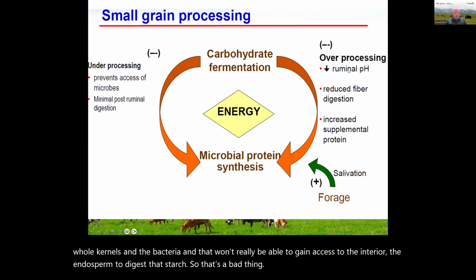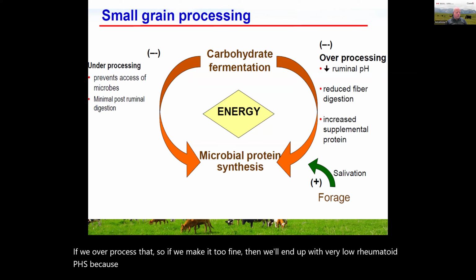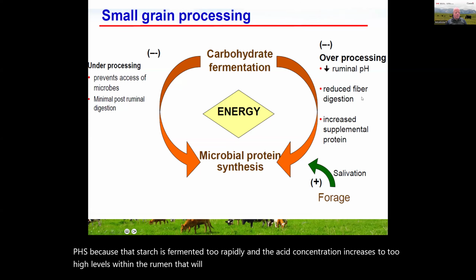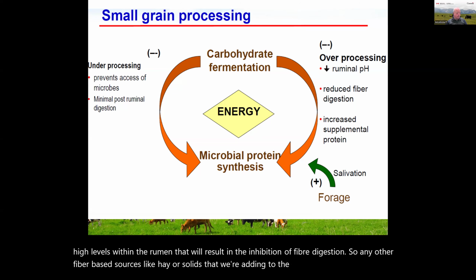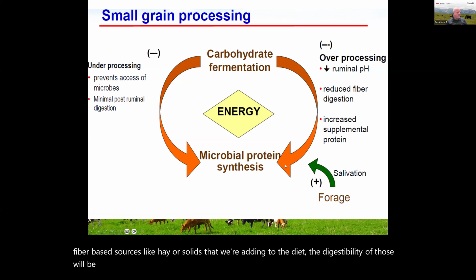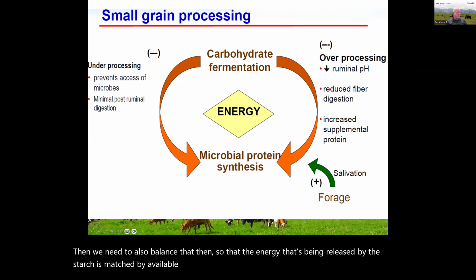If we overprocess it, so if we make it too fine, then we'll end up with very low ruminal pHs because that starch is fermented too rapidly and the acid concentration increases to too high levels within the rumen. That will result in the inhibition of fiber digestion. So any other fiber-based sources like hay or silage that we're adding to the diet, the digestibility of those will be reduced. And then we need to also balance that so that the energy that's being released by the starch is matched by available protein in the diet, and that enhances microbial protein synthesis.